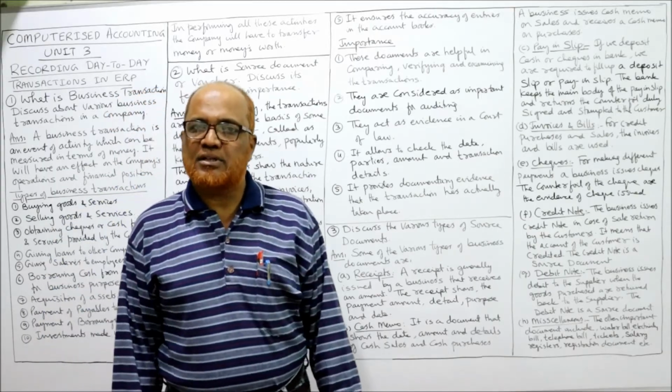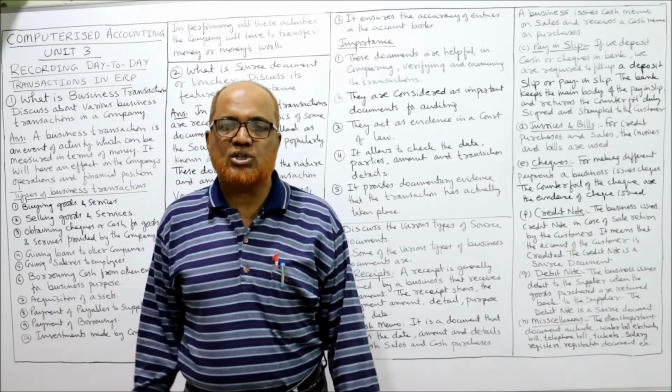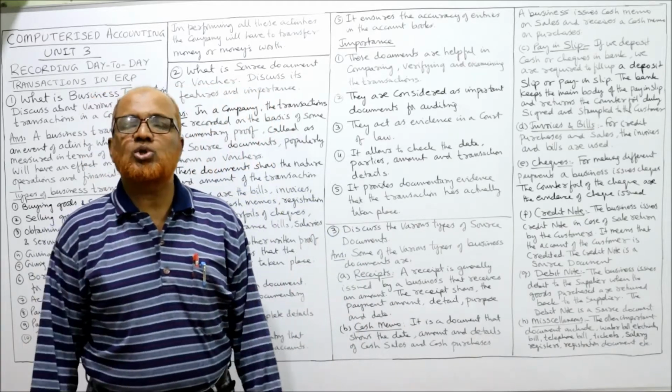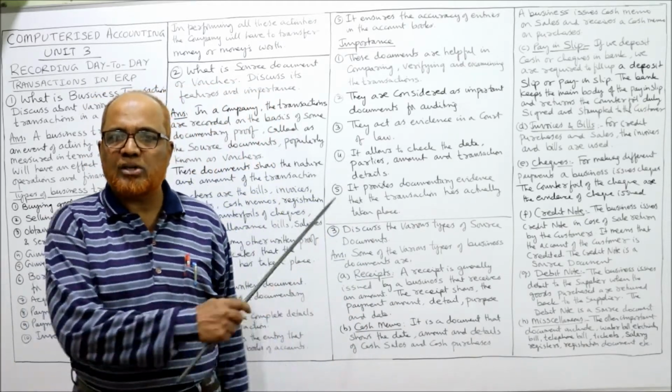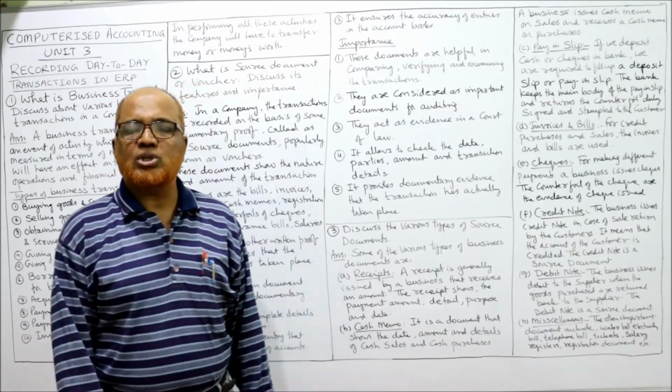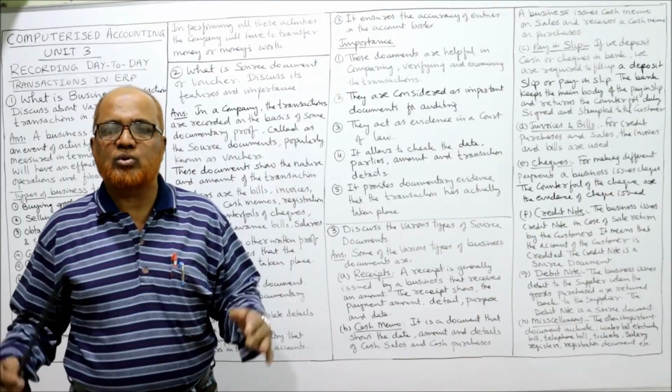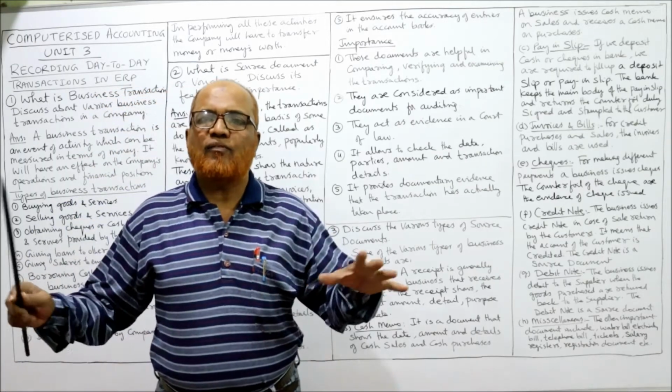Two questions I have completed. First question, I have explained to you business transactions and examples of business transactions. Second, I have explained to you about the source document and what are the features and importance of source document. Last question is, give some examples of source document or vouchers. See here, a number of examples are there.